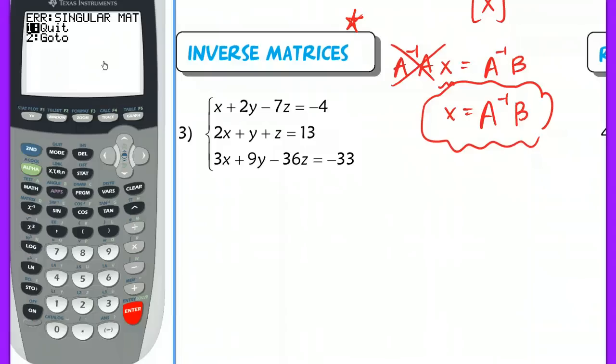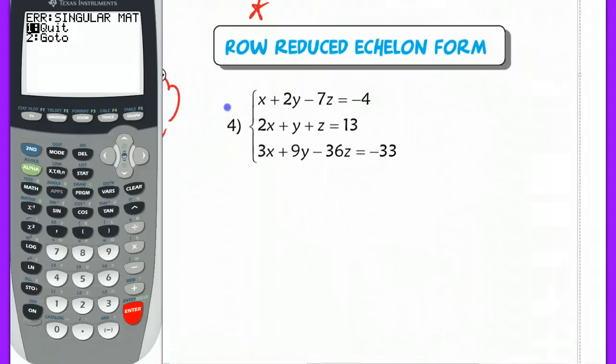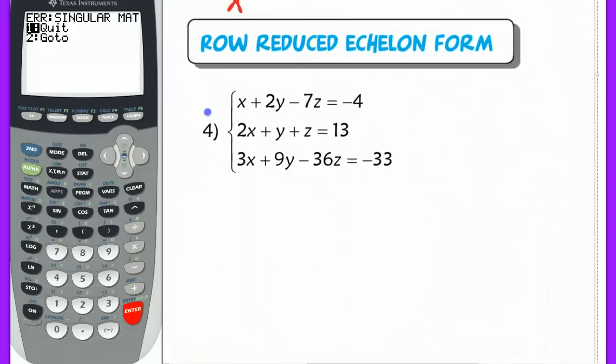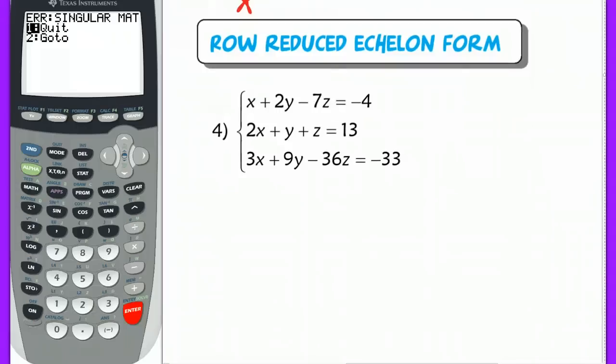So it's better to use row reduced echelon form, and I think you guys are going to like it anyways because it's a little bit faster. Row reduced echelon form is the one that's most similar to Gaussian. This is the one that does all of that Gaussian elimination for you, okay?